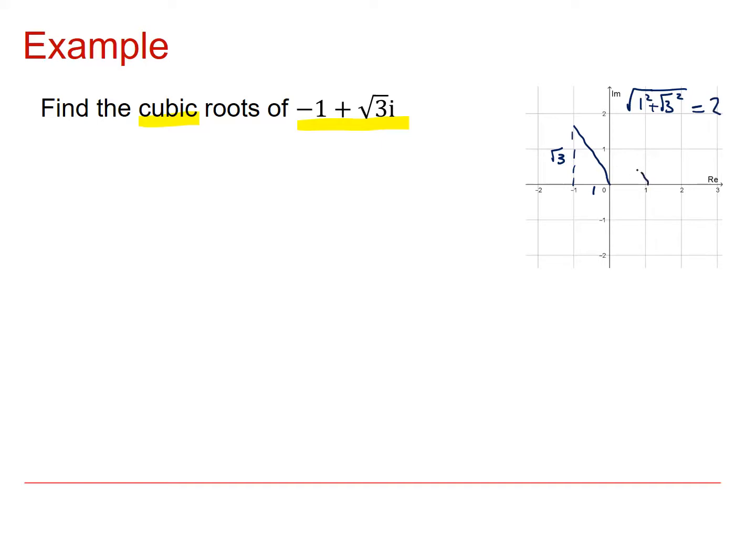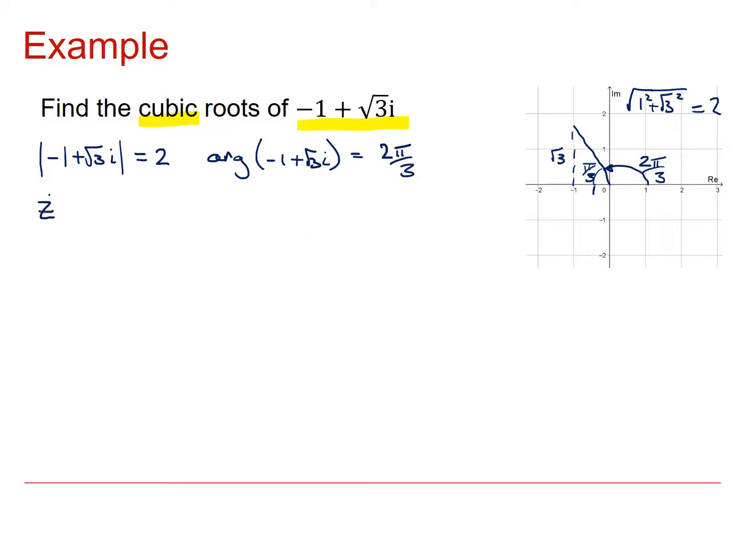And the argument is going to be this angle here. I know from this right angle triangle that this is pi by 3, so this is 2 pi by 3. So the modulus of minus 1 plus root 3i is equal to 2, and the argument of that is equal to 2 pi by 3.